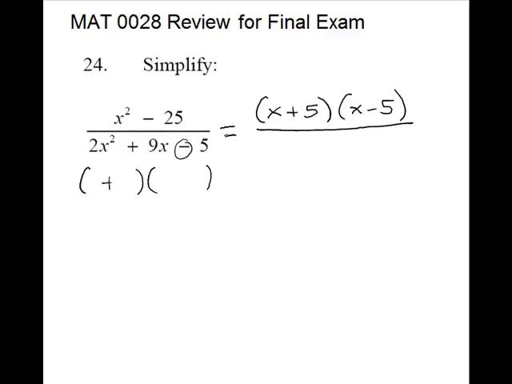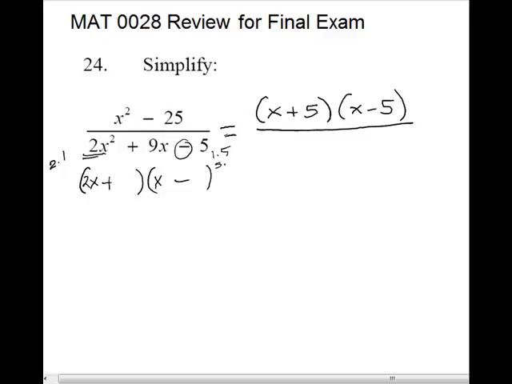I want different signs. To get 2 here, I'm going to use 2 and 1 and split the x's. And for 5, I can use 1 and 5 or 5 and 1. So if I try 1 and 5, I check. Minus 10x plus 1x gives me minus 9. Almost works. I have the wrong sign.